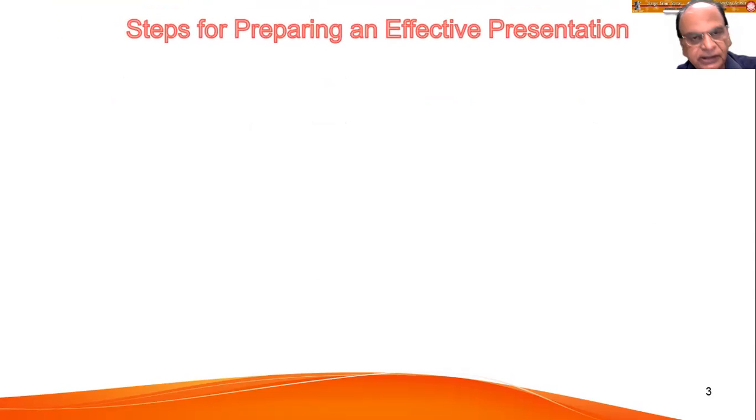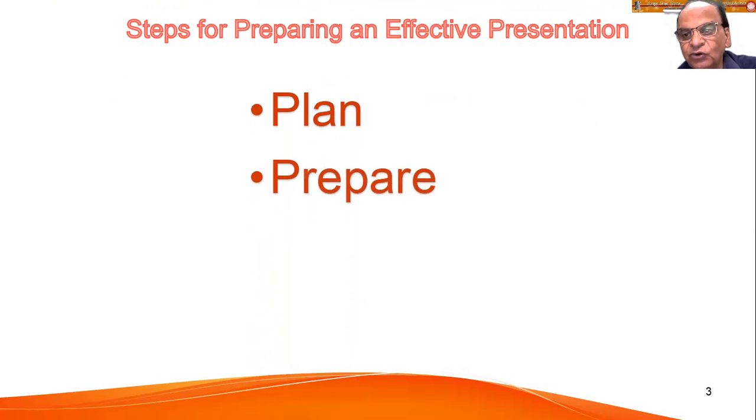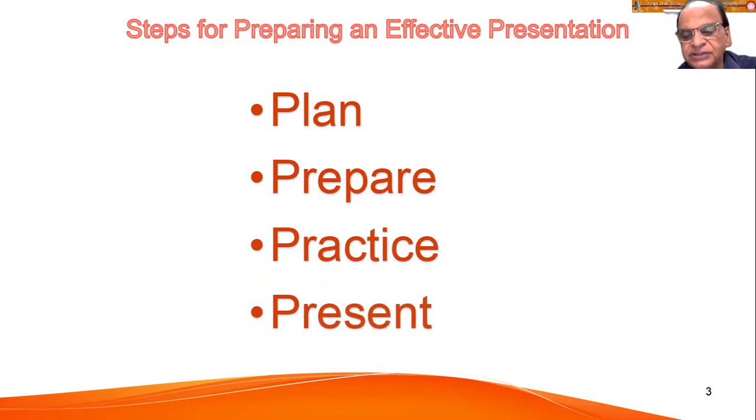Now, we shall learn the steps for preparing an effective presentation. So we want that our presentation is effective. So what all steps go into making it an effective presentation? For this, we have to make use of 4 P's. So what are these 4 P's? First is plan. You have to make a planning, what you have to present. And then you make the preparations. This is the second P, prepare. Third is practice. And the fourth is present.